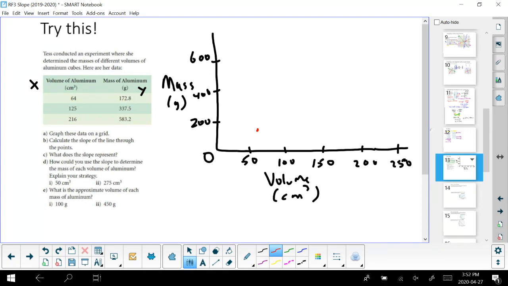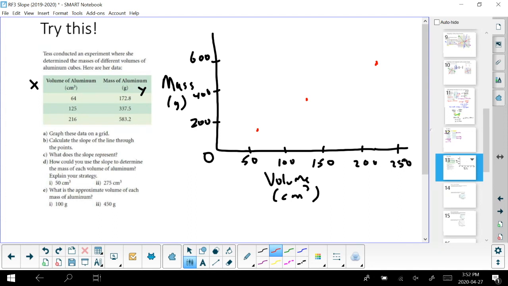125, 337 is probably around here. And then last but not least, we've got 216 and then about 583. So roughly about here. We can see that, of course, the spacing isn't necessarily even, and that's okay. We're actually going to learn a little bit more about what type of relationship this is in RF4, RF5, characteristics of linear relations. But for now, let's just interpret the data as is.